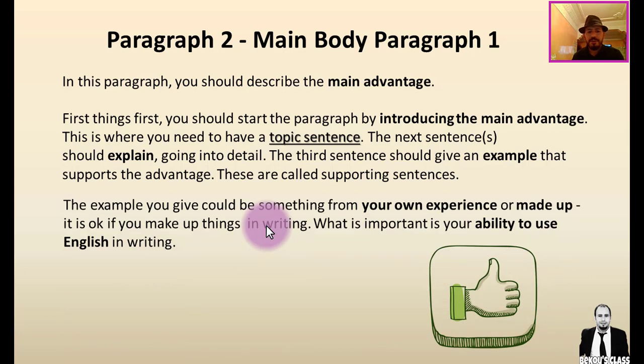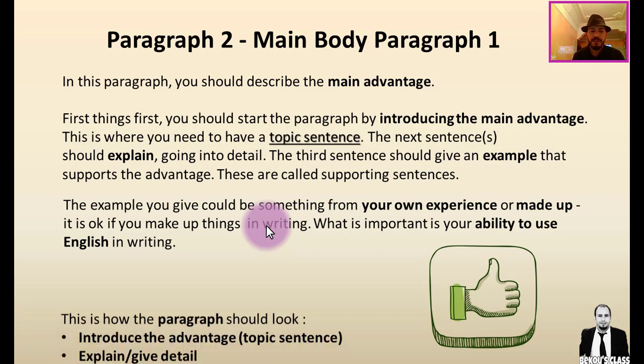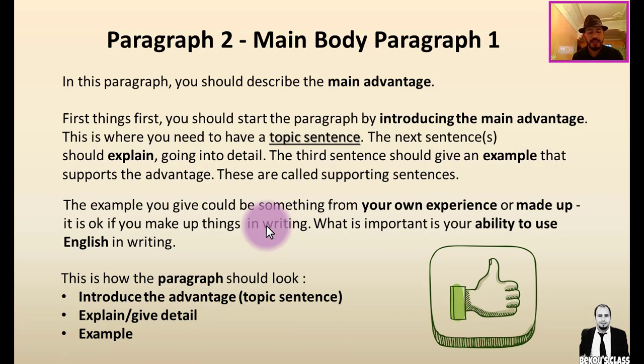The example you give could be something from your own experience or something that you can make up. It's okay if you make things up in writing. As I said, it's very important to show your ability to use English in writing. So this is how your paragraph should look. You have to introduce the advantage in a topic sentence, and you give an explanation, you give more details, and you illustrate with an example.